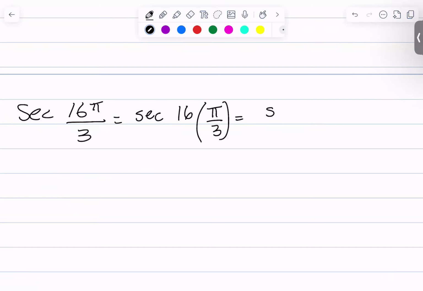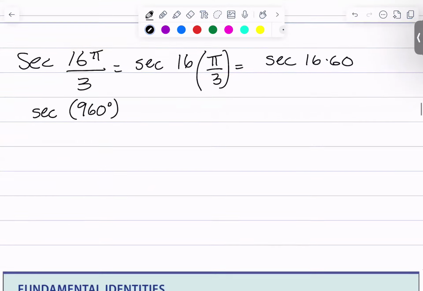So if I turn this into degrees, it will just be 16 times 60. And 16 times 60, 960. Yeah. So we're getting the secant of 960 degrees.